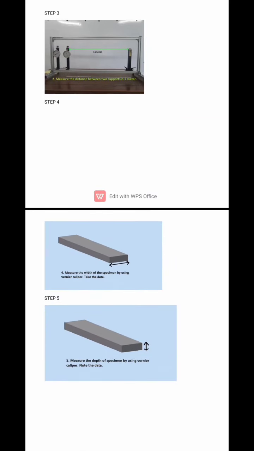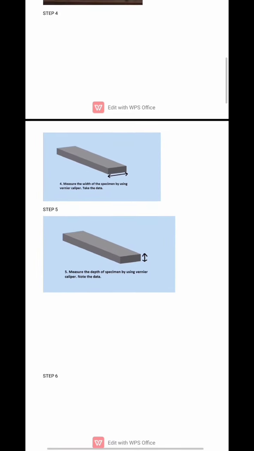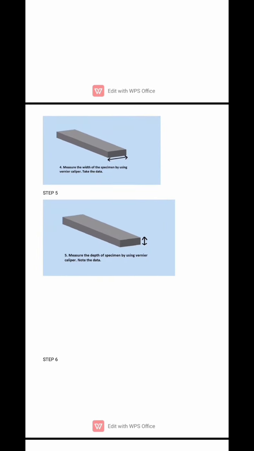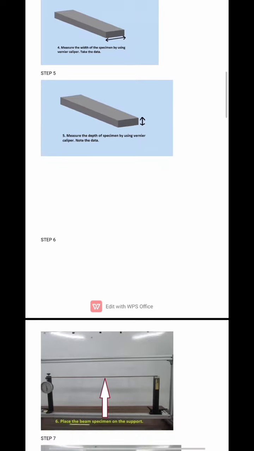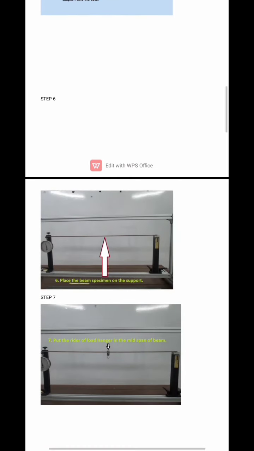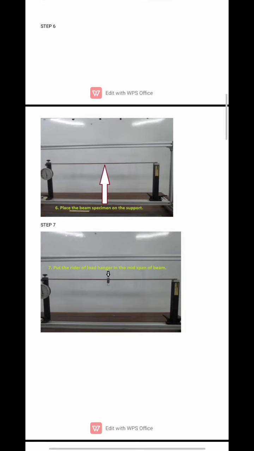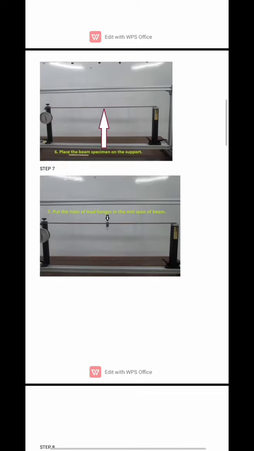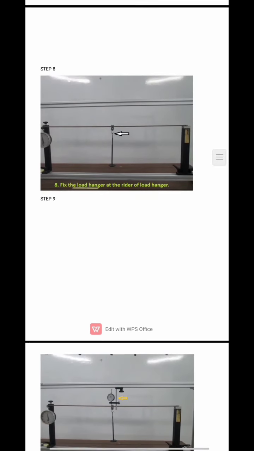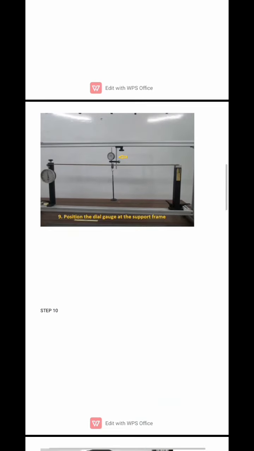Measure the width of the specimen by using a vernier caliper. Take the data. Measure the depth of the specimen by using a vernier caliper. Take the data. Place the beam specimen on the support. Put the rider on the load hanger in the mid-span of the beam. Fix the load hanger at the rider.